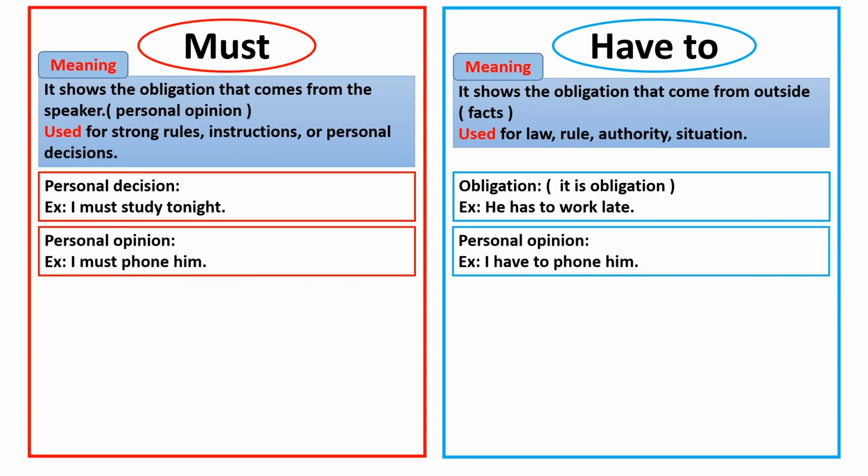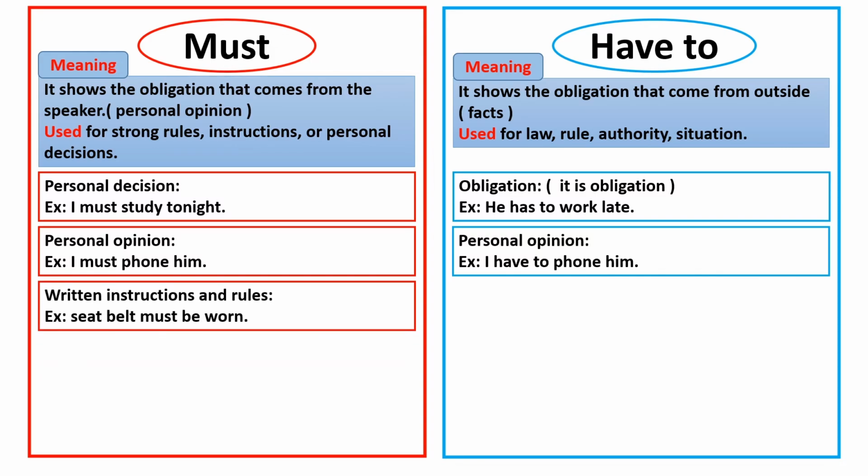The next one is personal opinion. Both of them can express personal opinion. For example, a personal opinion with must: I must phone him, or with have to: I have to phone him. With personal opinion we can use both of them, but for a personal decision we have to use must, and for an obligation we have to use have to.